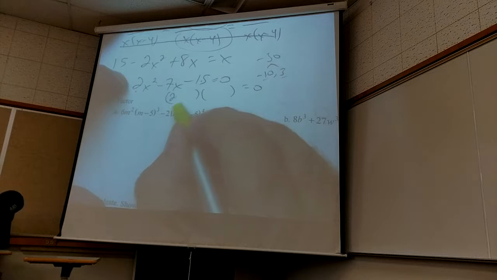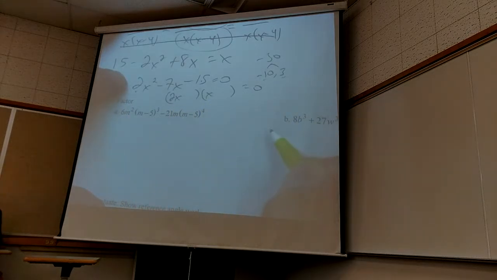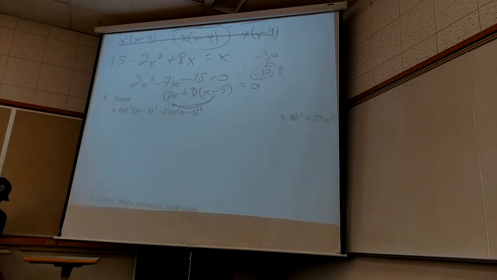Watch this though. 2x squared is 2x and x, right? How would I make minus 10? If this is a minus 5, there's minus 10. So then that's got to be a 3 there. Good man. Yes? How are you crossing all of them out with the 1 over x minus 4, right?